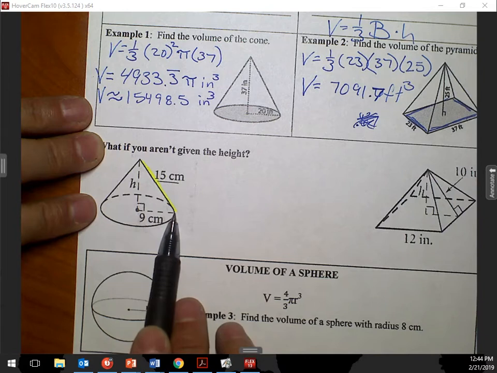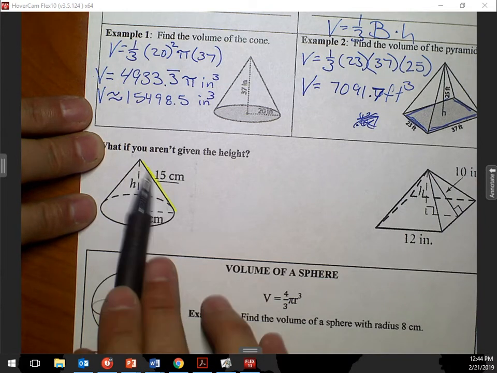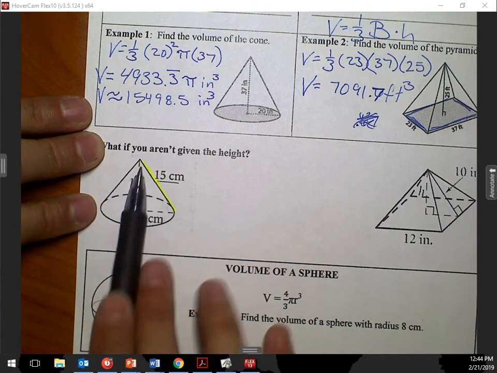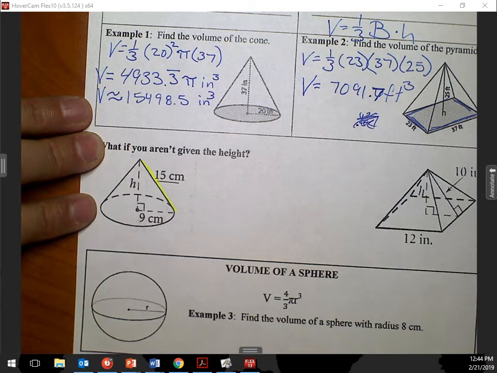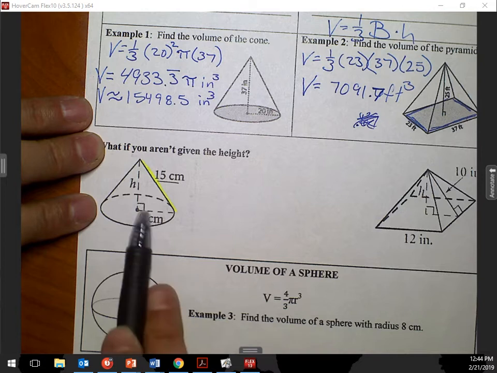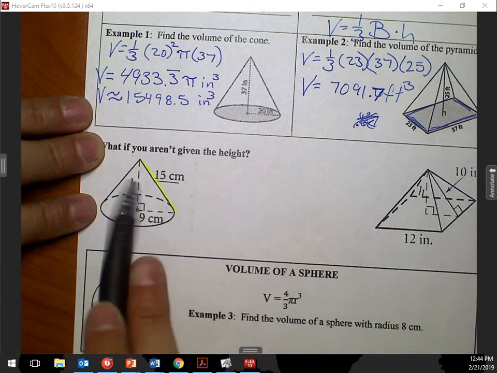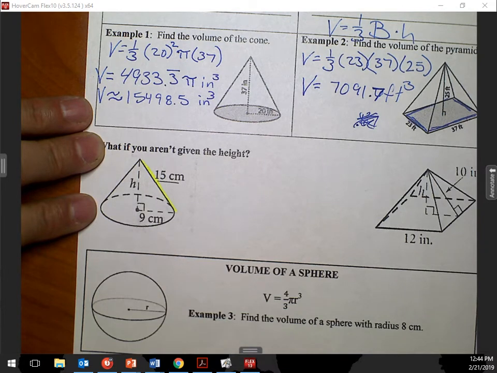Okay. So right here, I'm trying to accentuate this, but it is a right angle. It's a right angle right here. How can I solve for a right triangle? Can you do sine or cosine? No, because I don't have an angle. It's a right triangle. How do I find a missing side in a right triangle? Very good. Pythagorean theorem.